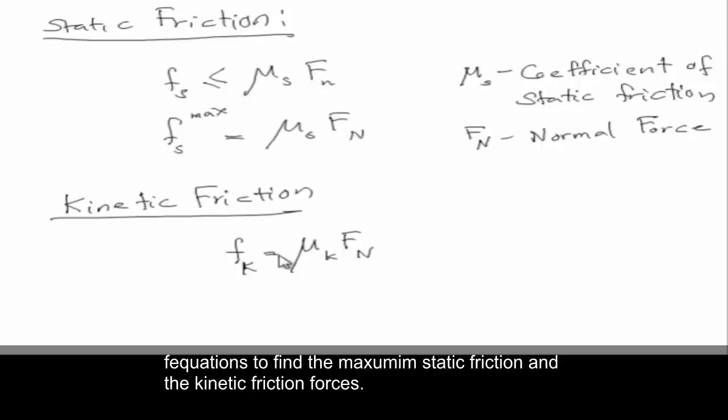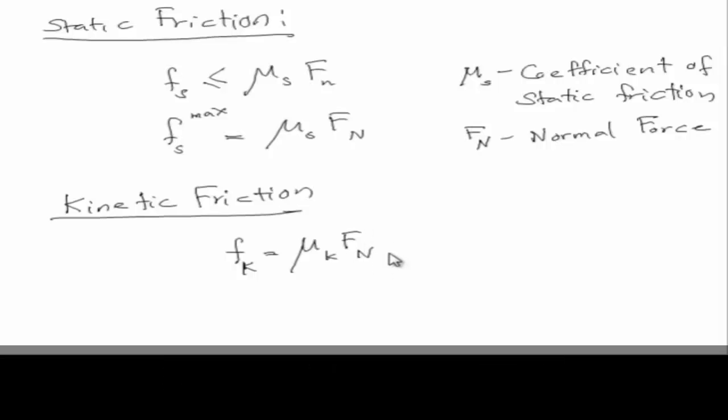For kinetic friction, we use subscript k. Fk equals mu k times Fn. Mu k is called the coefficient of kinetic friction, and Fn is the normal force.